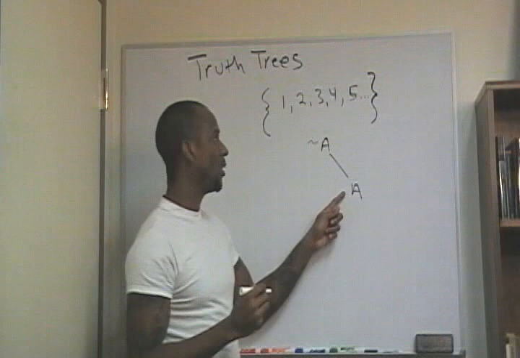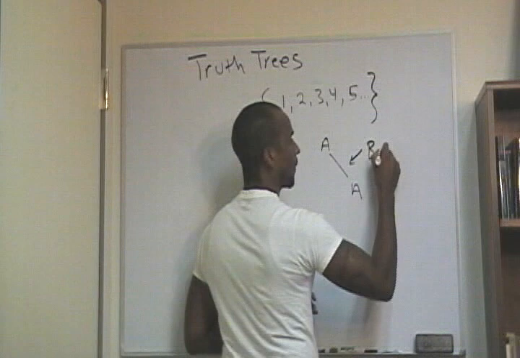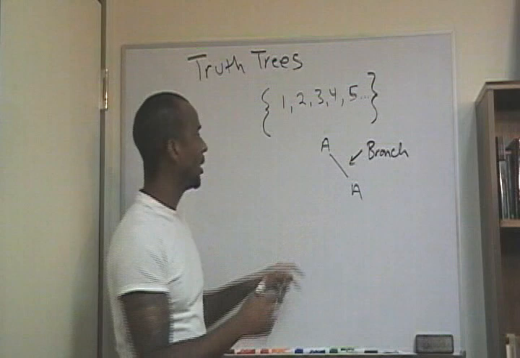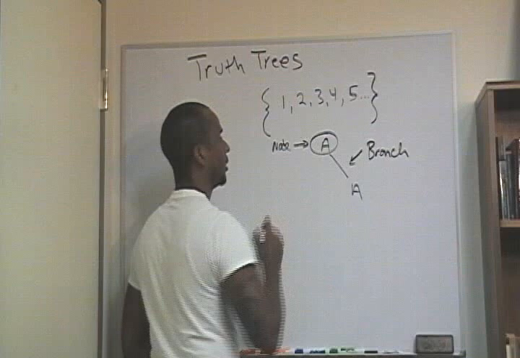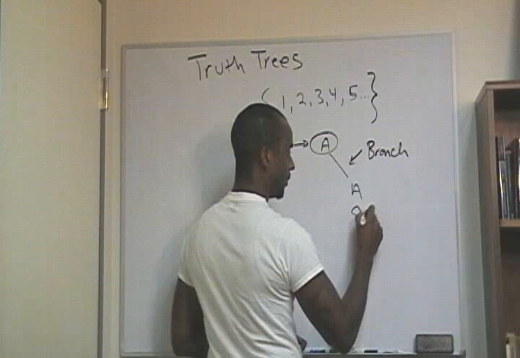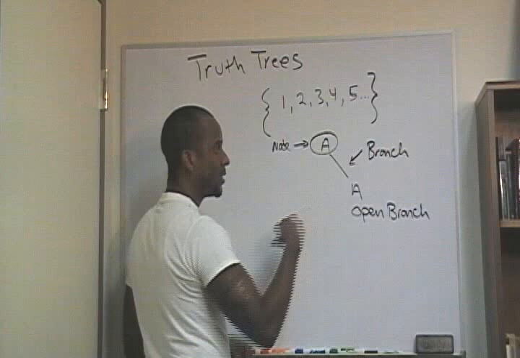Let me back up first. This piece right here is known as a branch. This piece is known as the branch of a tree. The truth tree grows out, and this set is called a branch. This is known as a node. So we have the branch, we have the node. This branch of the truth tree is what's known as an open branch. Why? Because there's consistency between the claim that A and A. It's tautological, right? There's consistency in this branch.